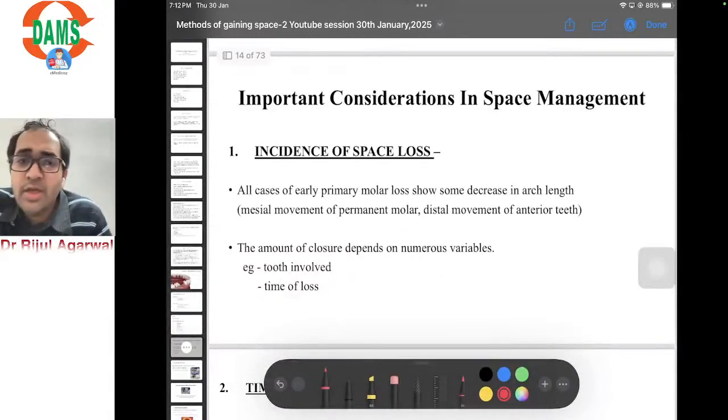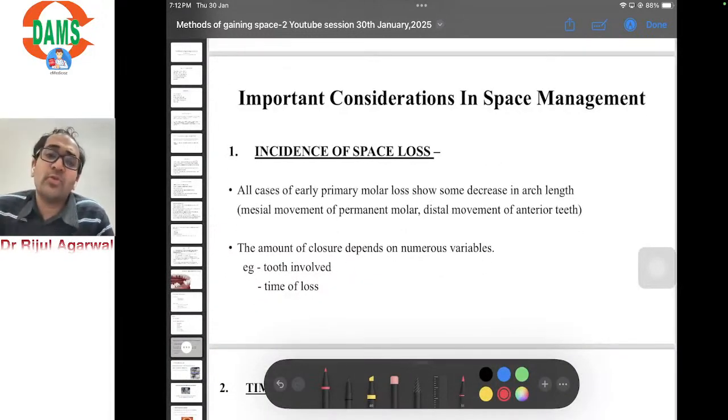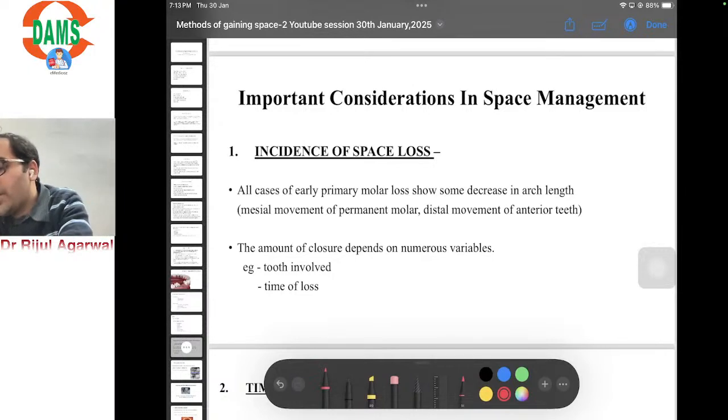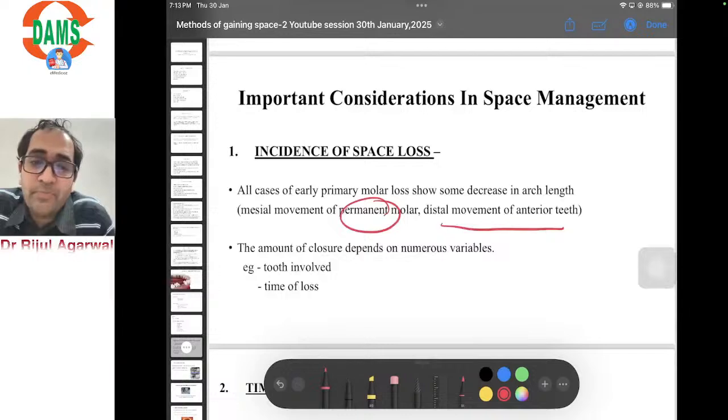So what are the important considerations in management of space? First, we need to understand the incidence of space loss. All cases of early primary molar loss show some decrease in arch length. Why? Because I've already told you there is mesial movement of permanent molars, whereas in anterior teeth there is a distal movement of the anterior teeth. So the amount of space lost or amount of closure depends upon various variables.